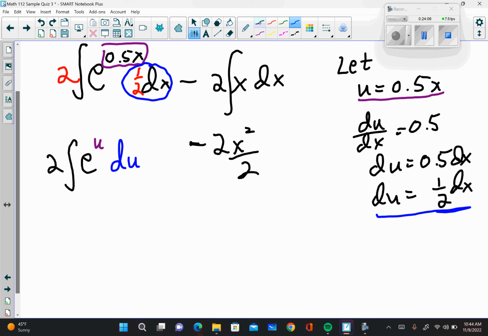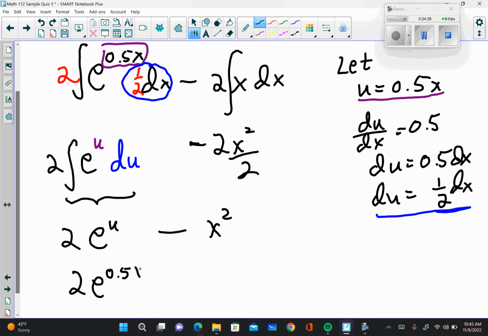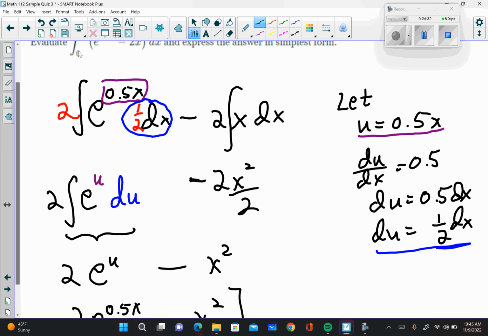And then another formula on the formula sheet reminds you that the integral of e to the u du is e to the u. Don't forget there's a 2 to bring down. And after the minus 2x squared over 2, that's just x squared. The u turns back into 0.5x. Instead of plus c, we put a bracket because there's numbers to use here, 2 and 0.